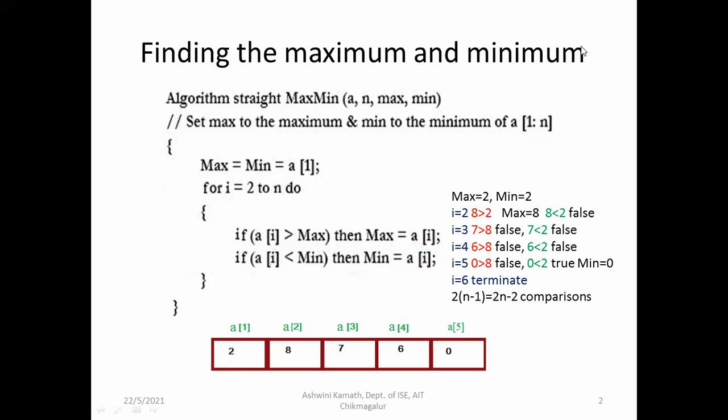That is, when i is equal to 2, 8 is greater than 2, and we have assigned max is equal to 8. Now we need not check the second one, because when it is maximum, it cannot be minimum. I hope you're getting it. If the first condition is true, don't check the second condition. I hope you understood the concept.